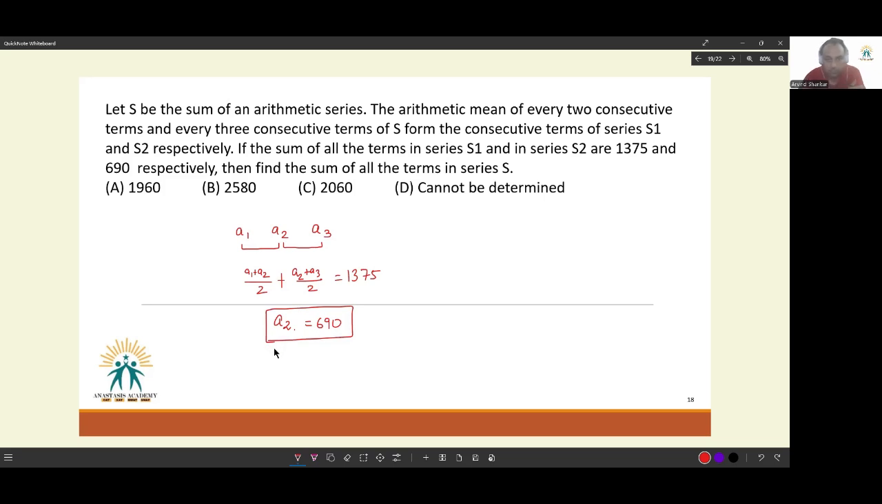Will this work? I'm simply checking if I can somehow scam my way into assuming only three terms and getting to my answer. Let's see. If A2 is 690, then 690 into 3, if I'm looking for the sum of all the terms in the series S, will be 2070, which is not even present in the options. So my scamming will not work. I would have to do it properly.